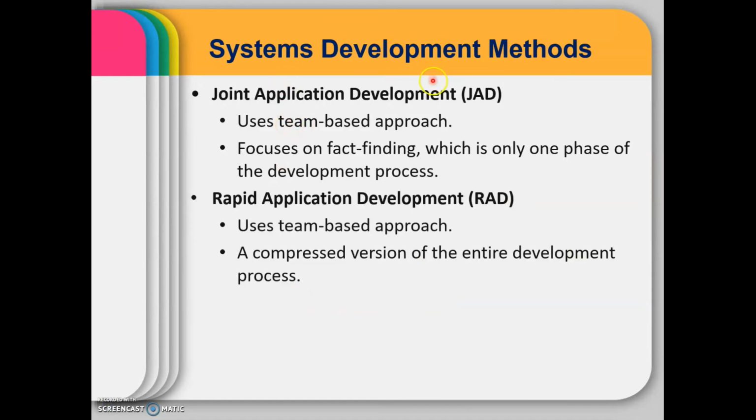Among the system development methods, there is joint application development, JAD. It uses a team-based approach. The JAD method focuses on fact-finding, which is only one phase of the development process. The second one is rapid application development, or RAD. It also uses a team-based approach, the same as JAD, but it is a compressed version of the entire development process.